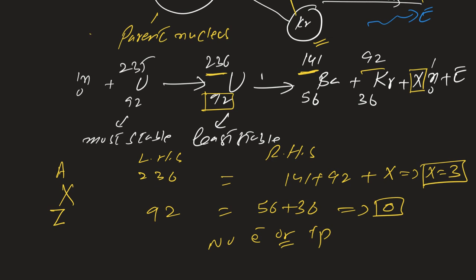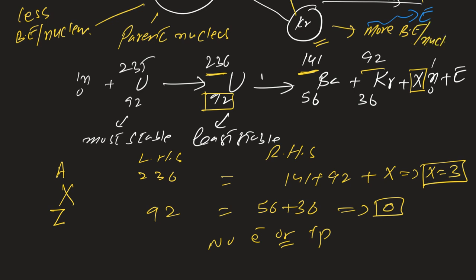Okay, one thing you must remember: before splitting up into two light nuclei, it has less binding energy per nucleon, but as soon as it splits up into barium and krypton, its binding energy will increase, that is, more binding energy per nucleon. So it means barium and krypton are more stable as compared to uranium 235 92, and this all happened because of mass defect.